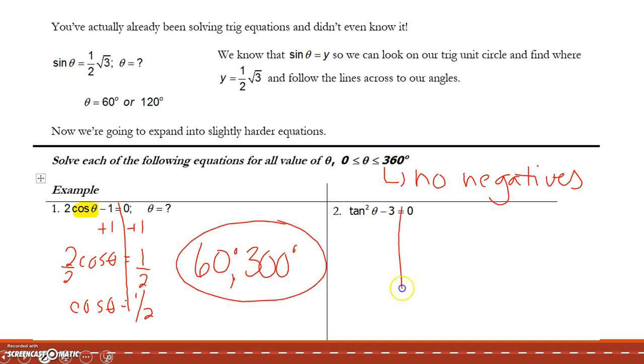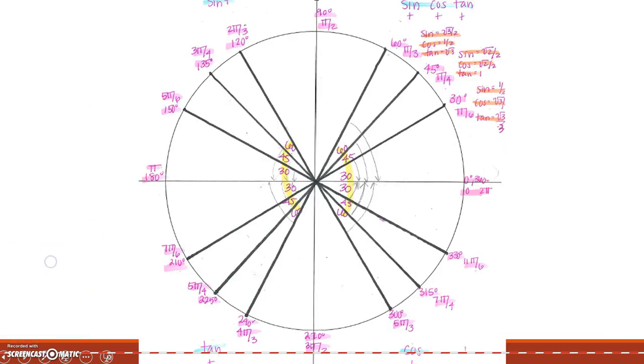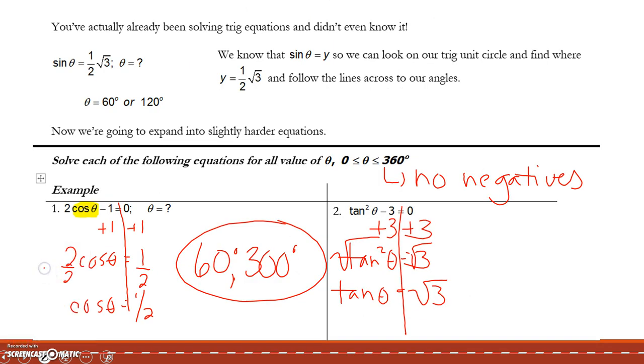The next one, my goal is to get tangent theta alone, so I add over the 3 first. So tangent, and there's a squared, equals 3. To get rid of the square, you do it just like you normally would. You would square root it. So I have tangent of theta equaling square root of 3. And so I go to my unit circle. Tangent equals square root of 3 right here at 60. Tangent is positive in this quadrant. The 60 reference angle is right there at 240. So 60 and 240 are your two answers.